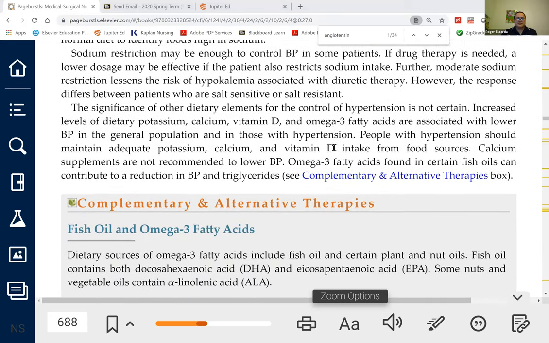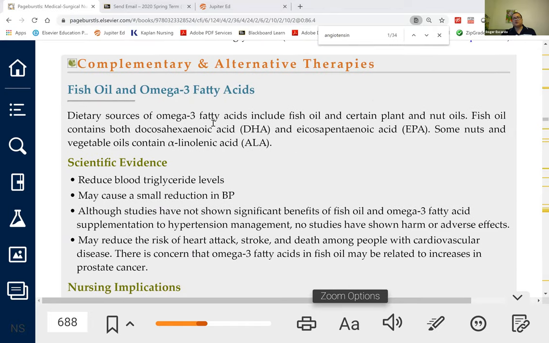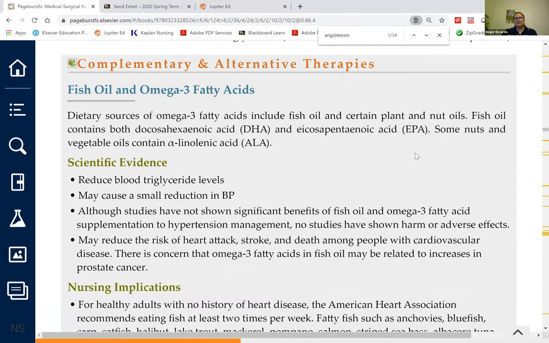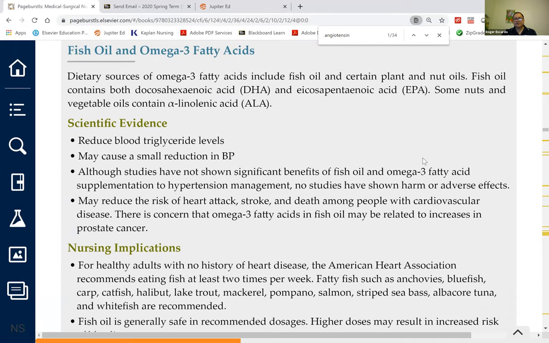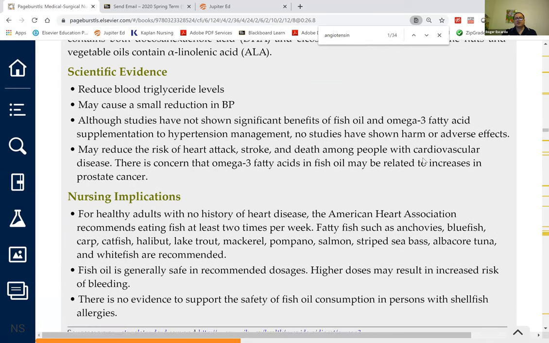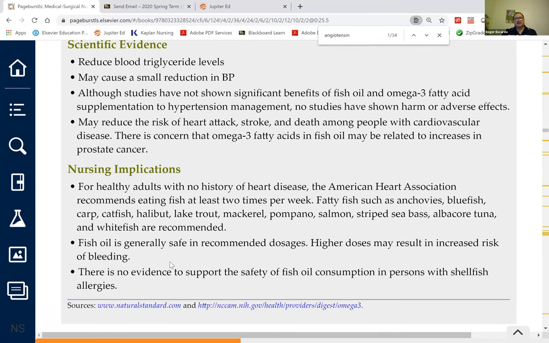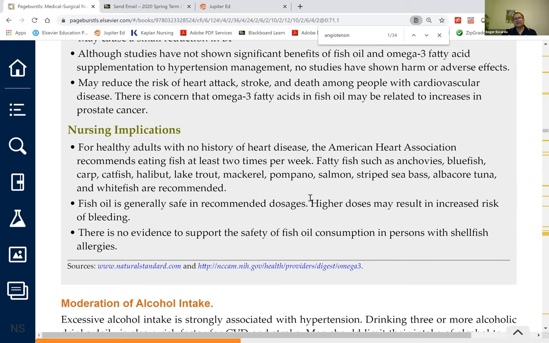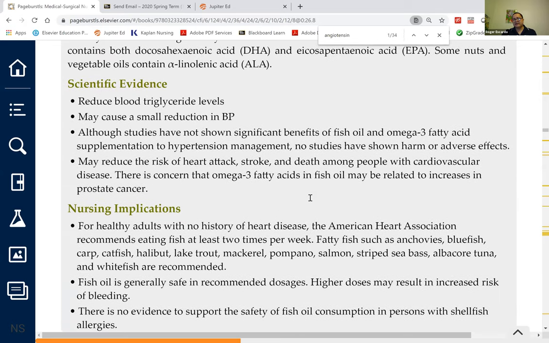And here's the CAM, or complementary and alternative medicine. You've heard of omega-3, right? And these are FDA approved. So there's evidence already to support these things. We have CoQ10, fish oil, right? And this is part of NCLEX. There's clearly a CAM component in NCLEX, so you need to know these.